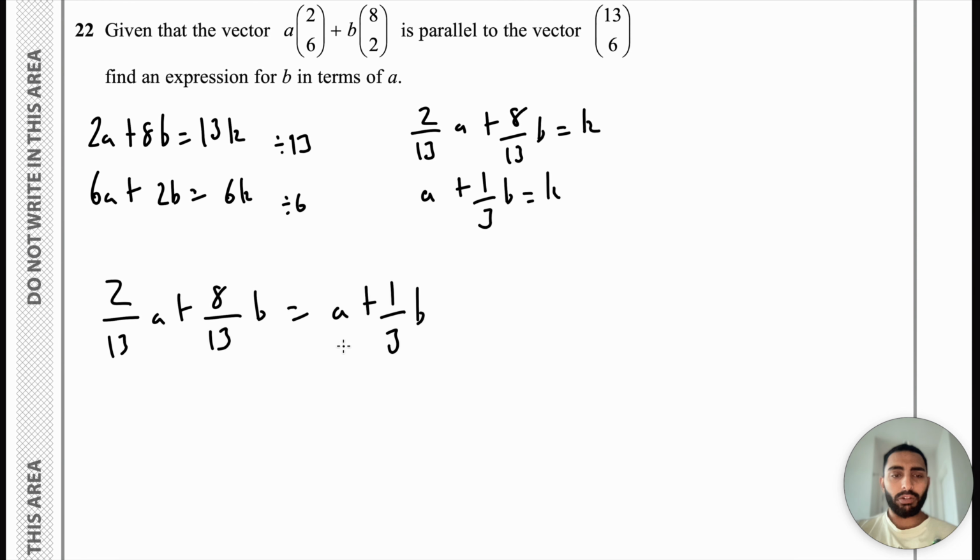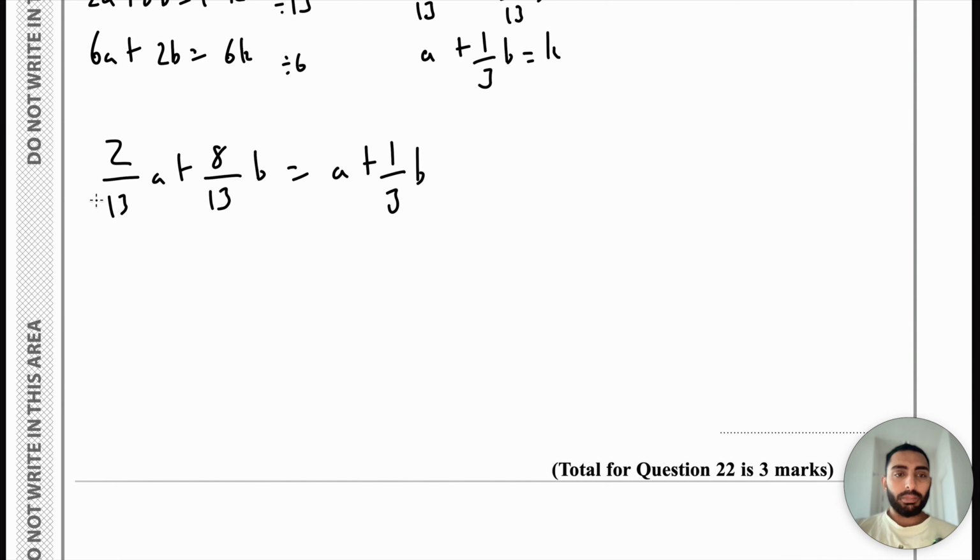Now I just need to get rid of all of these fractions. What could I multiply by to get rid of all of these fractions? I know 39 is my lowest common multiple of 13 and 3, so I'm going to multiply everything by 39. 2/13 multiplied by 39 would become 6a. 8/13 multiplied by 39 would become 24b, is equal to 39a. And 1/3 multiplied by 39 would become 13b.